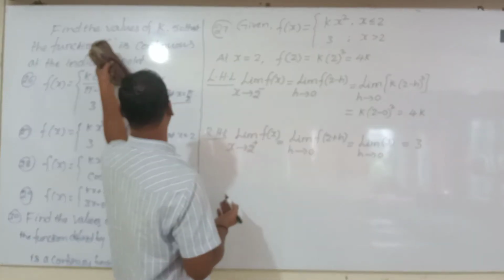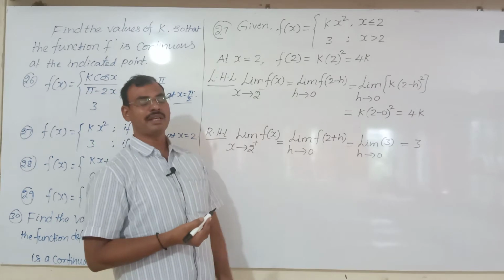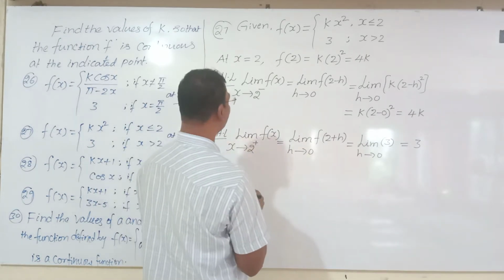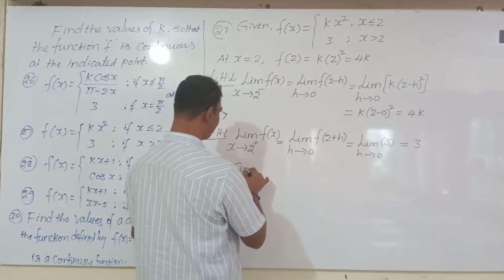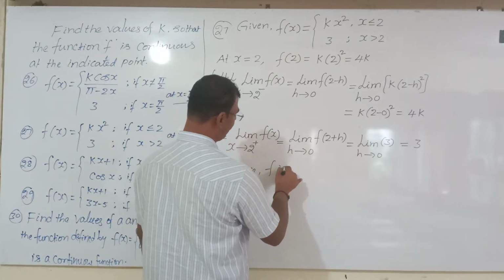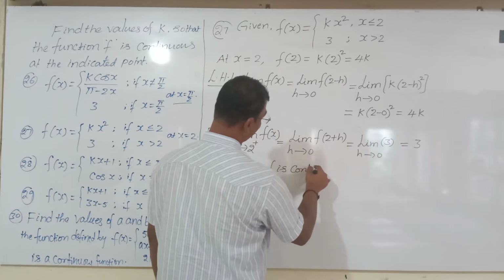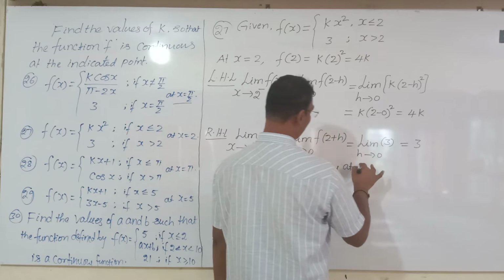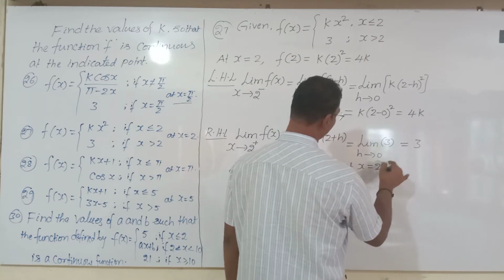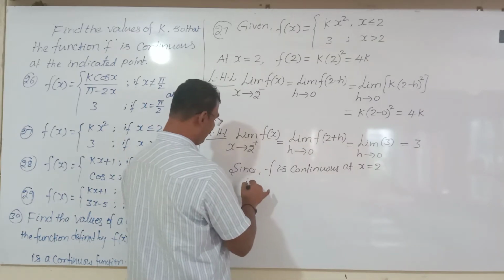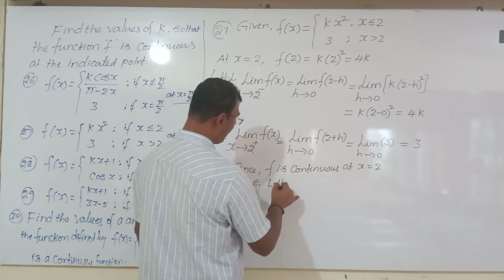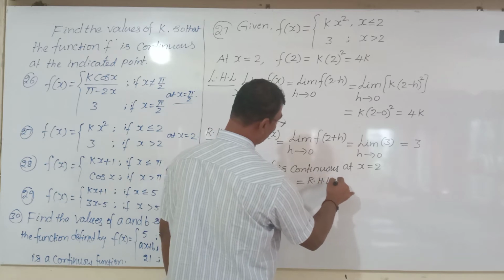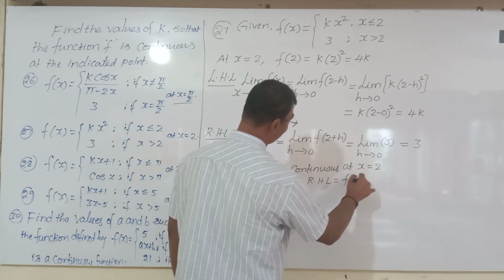What is the given problem? According to the problem, f is continuous at x equal to 2. Since f is continuous at x equal to 2, this means the left hand limit equals the right hand limit equals f of 2.